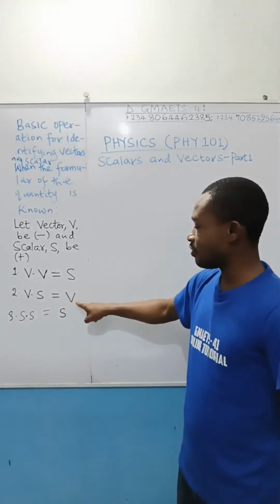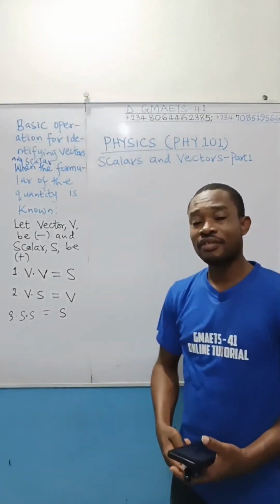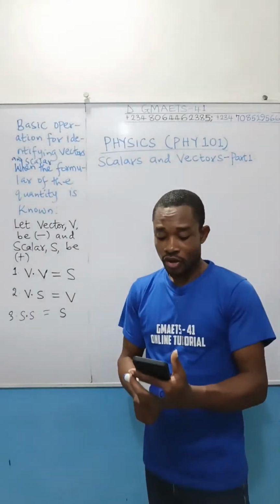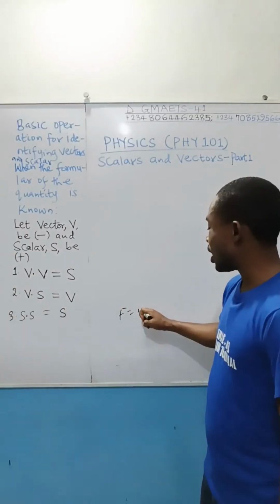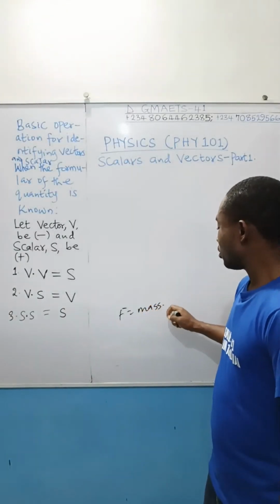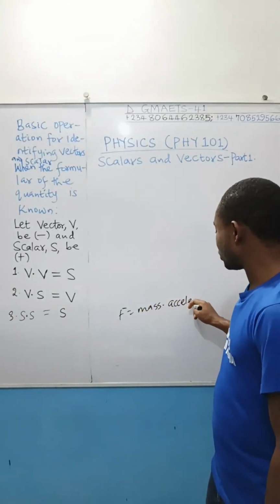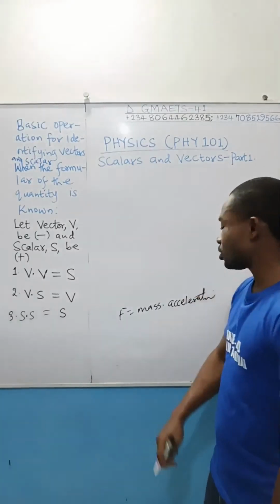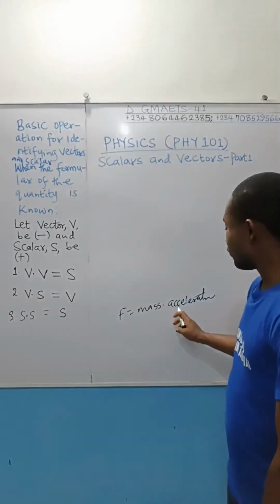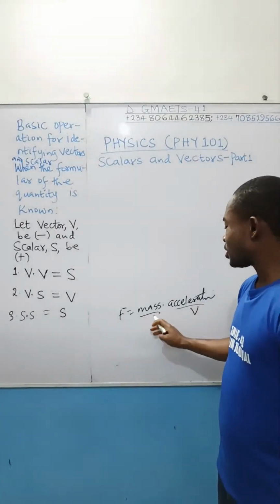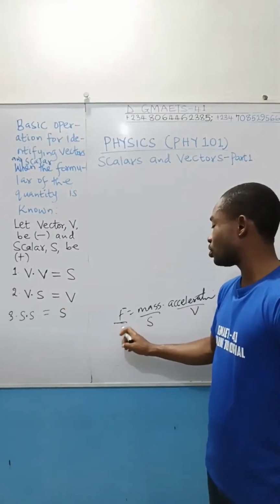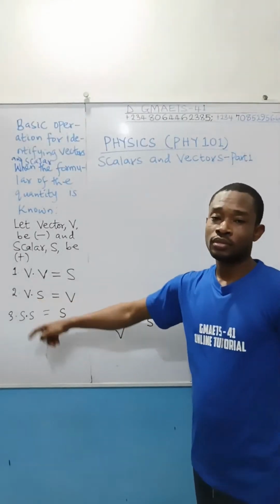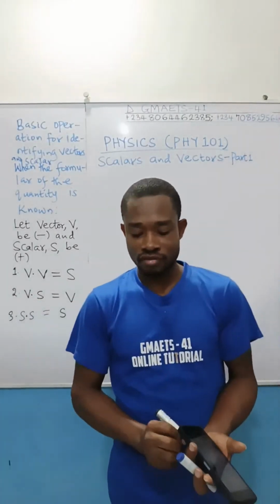Meanwhile, look at this, please. Vector times scalar gives you vector. A good example is force. Force is a vector quantity. Why? The formula of force is mass times acceleration. Acceleration is a vector quantity. Mass is a scalar quantity. So vector times scalar will give you a vector quantity. Does that make sense?